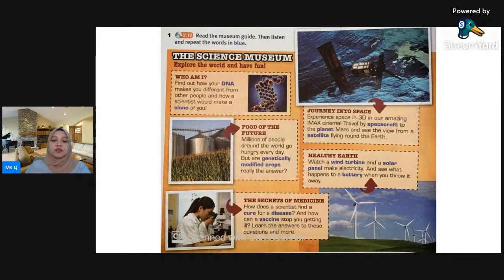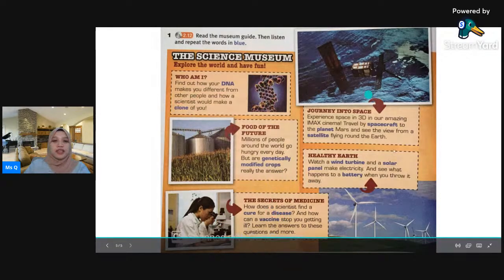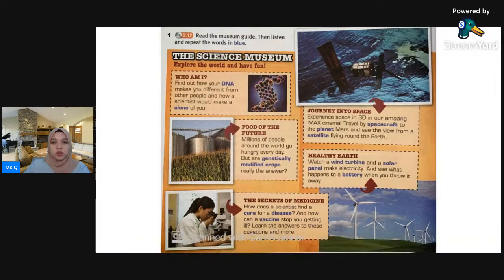Okay, so next one, we have Journey into Space. Experience space in 3D in our amazing IMAX cinema. Travel by spacecraft to the planet Mars and see the view from a satellite flying around the Earth. And last one, Healthy Earth. Watch a wind turbine and a solar panel make electricity, and see what happens to a battery when you throw it away. Okay, so far I think that could be found in your Pulse 2.